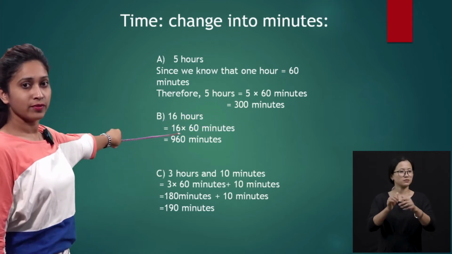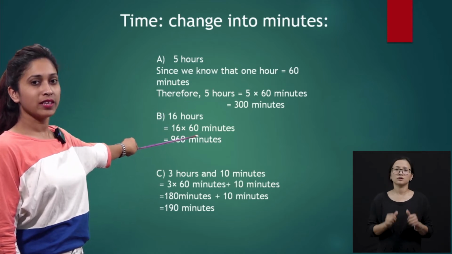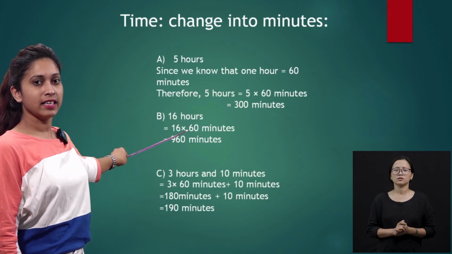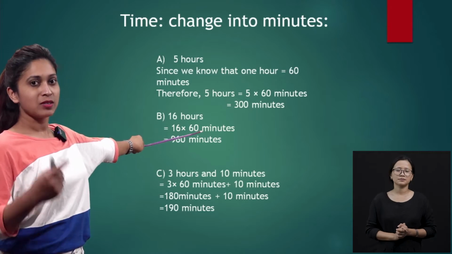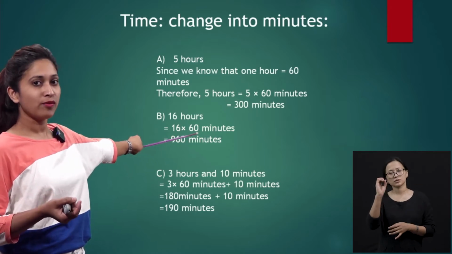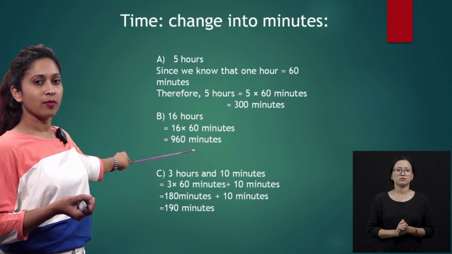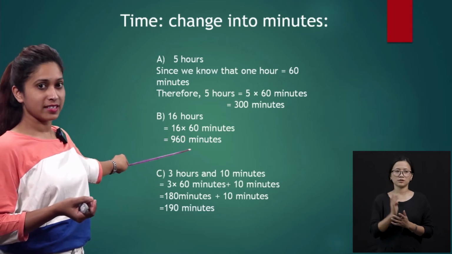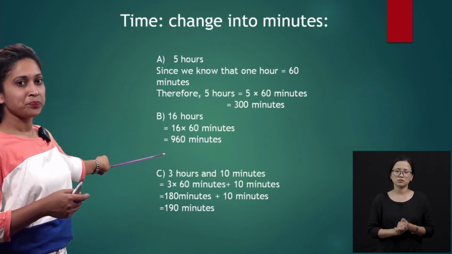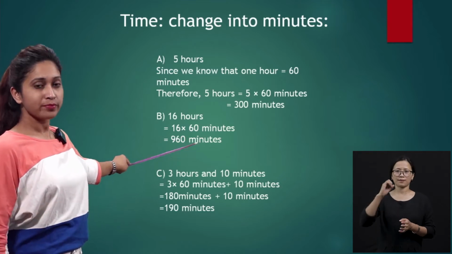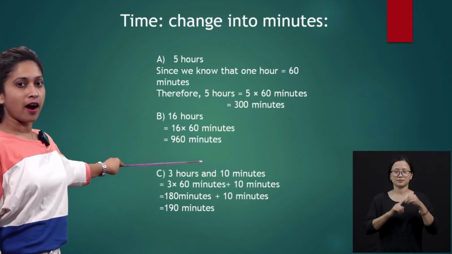Then next you have 16 hours. Just as we did in number A, the same goes for number B. So 16 hours, 16 into what do you need to multiply, children? 60 minutes, because 1 hour equals 60 minutes, and that is the formula we are using here. So it is 16 into 60. How much will you get, children? 960. You need to multiply as your miss taught you earlier, and you'll get 960. Then you have the next question, 3 hours and 10 minutes.